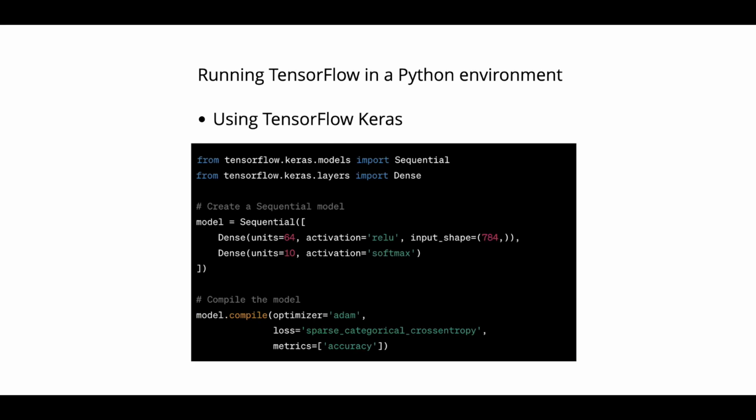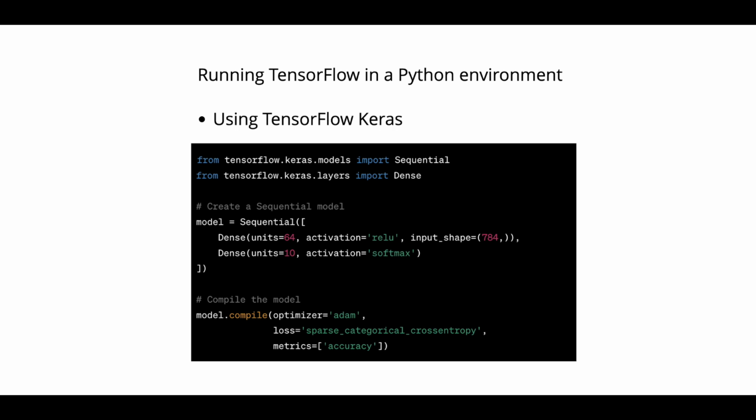Next, using TensorFlow Keras. TensorFlow provides the Keras API, which is a high-level neural networks API that simplifies the process of building and training deep learning models. You can use TensorFlow Keras to create, compile, and train models with ease. Example, let's create a simple sequential model.